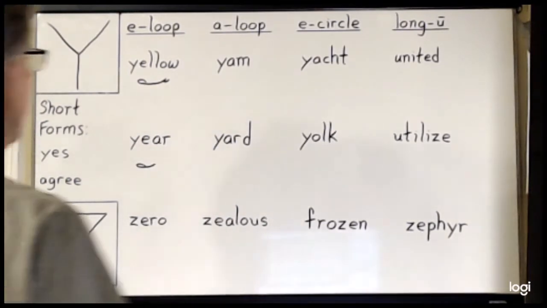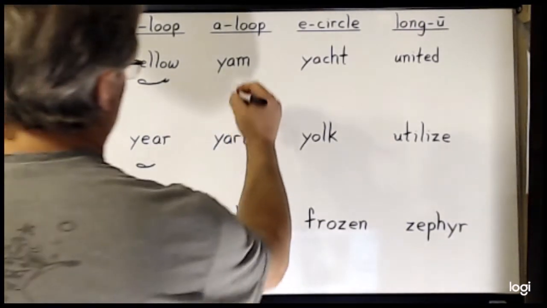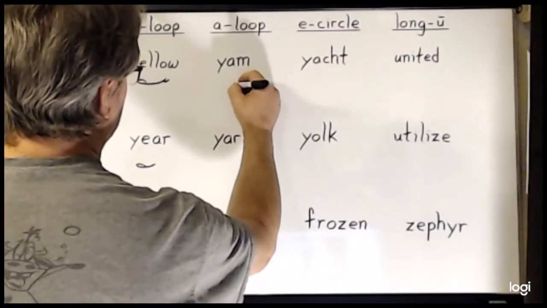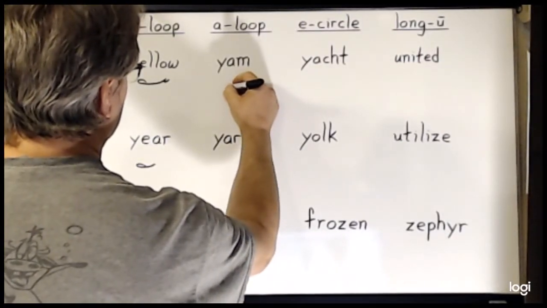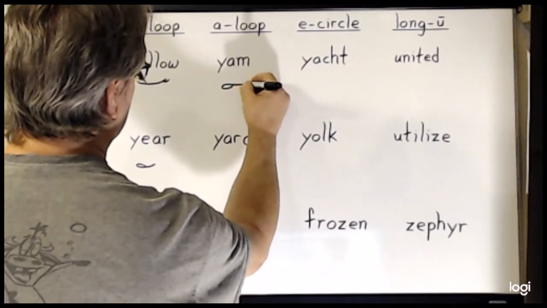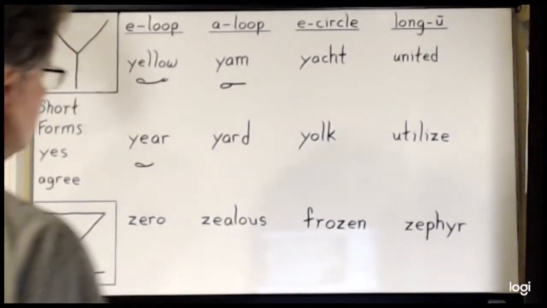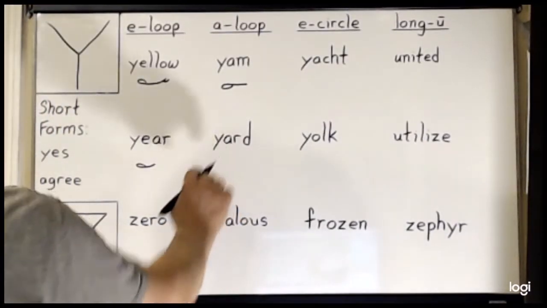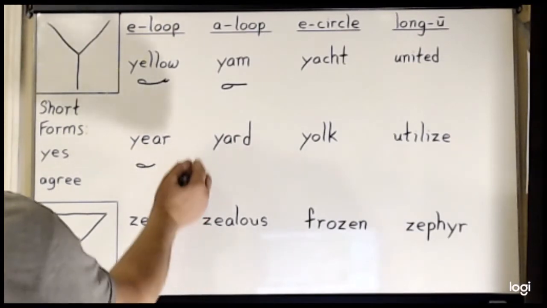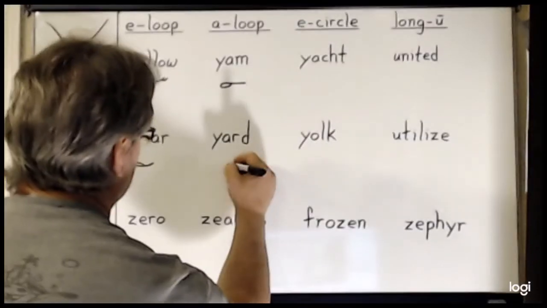For the A loop, the word yam will be like the A but looped over, elongated, and that is the word yam. For the word yard, the A is going to be on the opposite side to represent the R and elongated so it can represent the Y. So it will look like this.